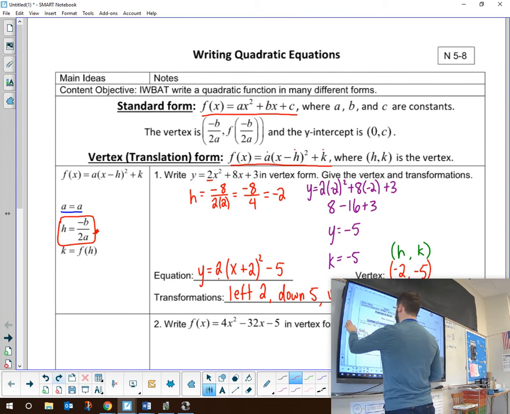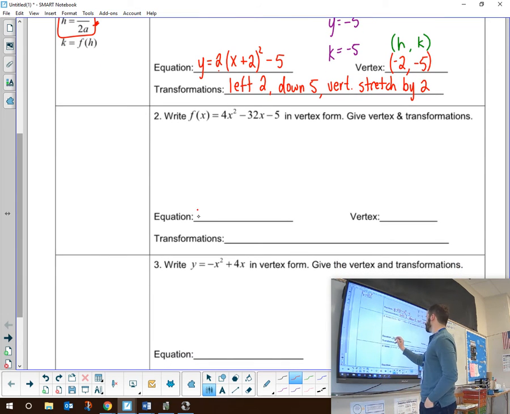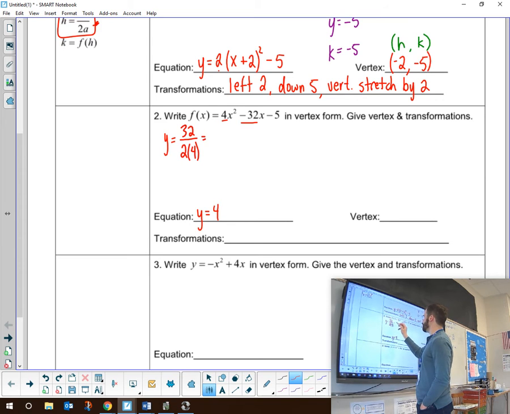All right, let's go down here, and we're going to write our equation. We're going to go y equals, my a is 4. Then we're going to find my b. So we're going to go y equals opposite b. So b is negative 32, so opposite b is going to be positive 32 over 2 times a, and a is 4. So it's going to be 32 divided by 8, which is 4.